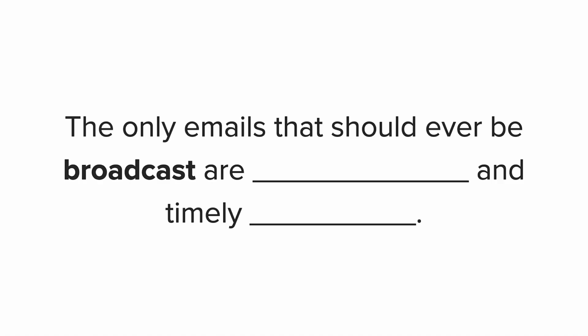So now that you know the categories that every email falls into, let's talk about the different ways you can send those emails to your subscribers to move them through the customer value journey. Now, there are only two ways that emails are sent, and the first way is broadcast. The only emails that should ever be broadcast are promotions and timely content.